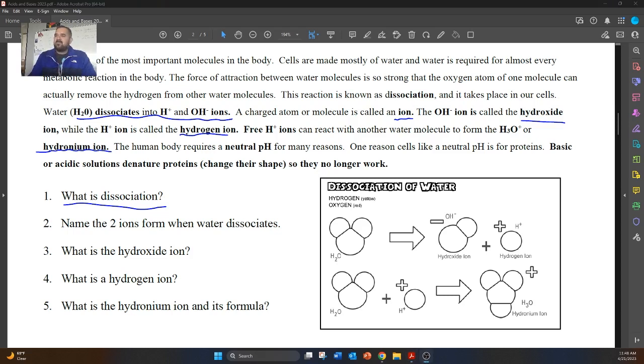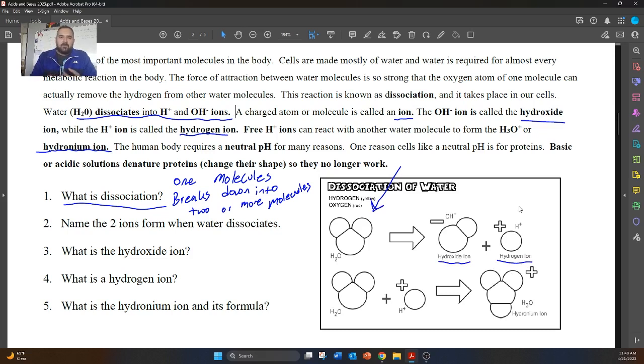The particles. All right, so dissociation is when one molecule becomes more than one molecule. So one molecule breaks down into two or more molecules. So over here you can see with water you start with H2O, and then when it dissociates you're left with a hydroxide ion and a hydrogen ion.